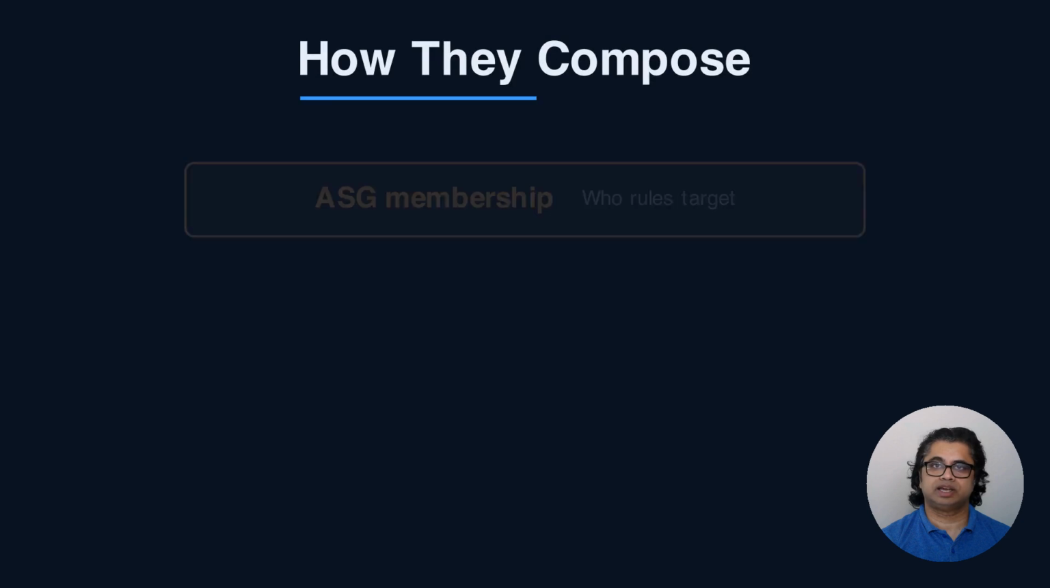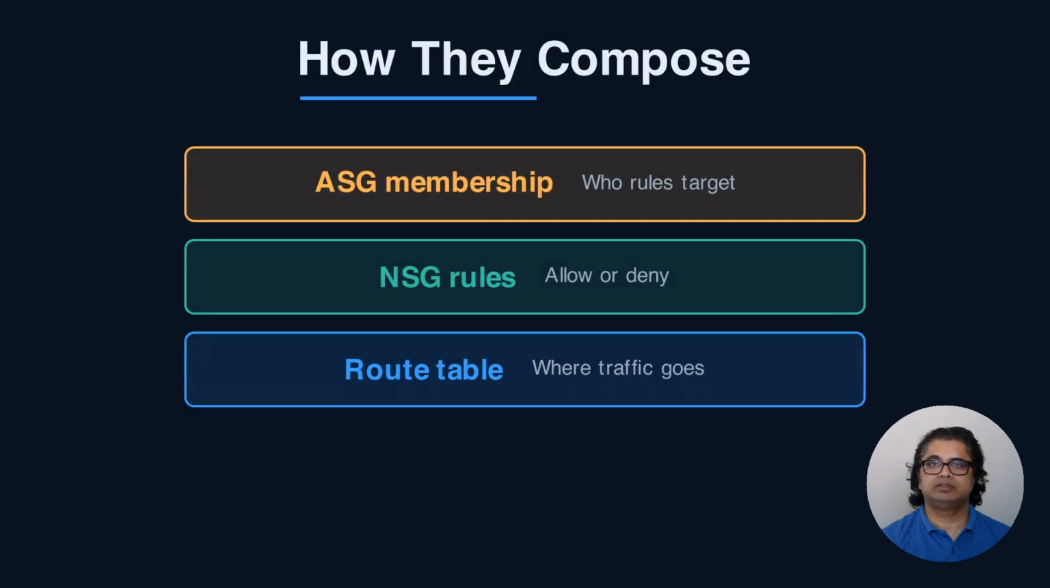In practice, you layer all three. Think of a packet leaving a web virtual machine. First, the route table decides the path. The UDR sends it to Azure Firewall instead of straight out. Then at each subnet boundary, the NSG evaluates whether the flow is allowed, and your rules reference ASGs so the policy stays readable. The key insight is the order of concerns. Routing first determines the path, then filtering decides allow or block at each hop. They don't conflict because they answer different questions.